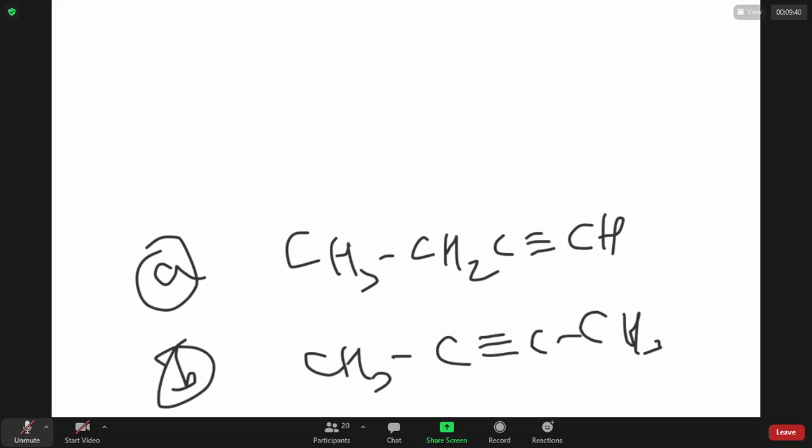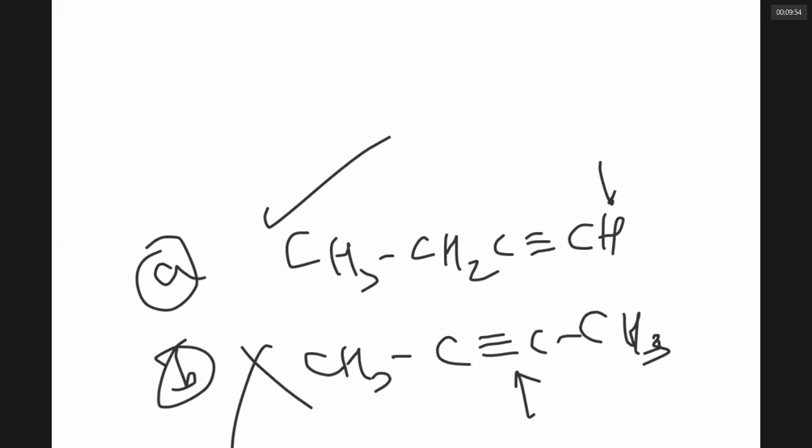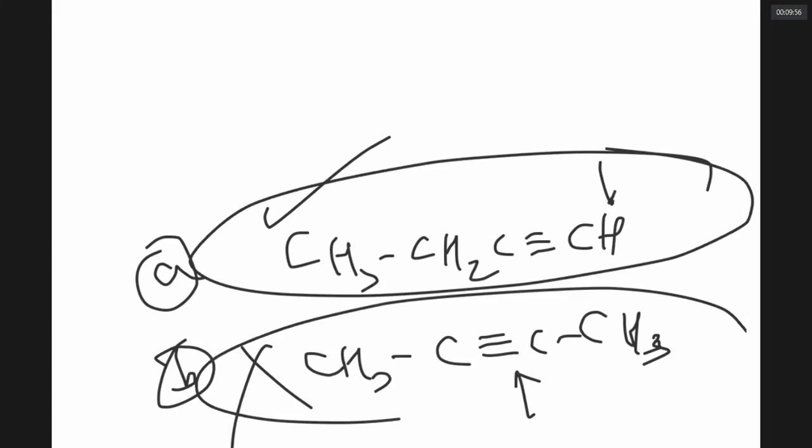Which is most acidic, A or B? A is most acidic, B is not acidic because the C triple bond C has no hydrogens. Always, terminal alkynes are acidic, non-terminal alkynes are not acidic. Are you clear about that? Yes, sir.